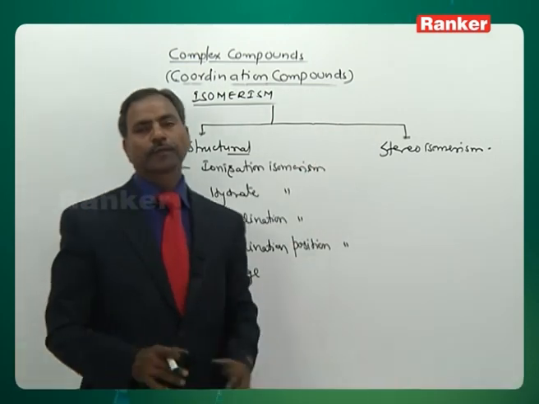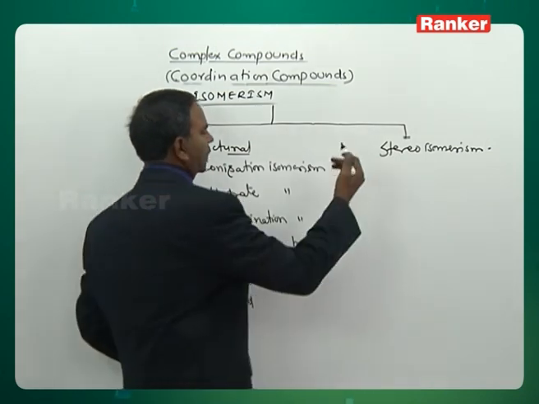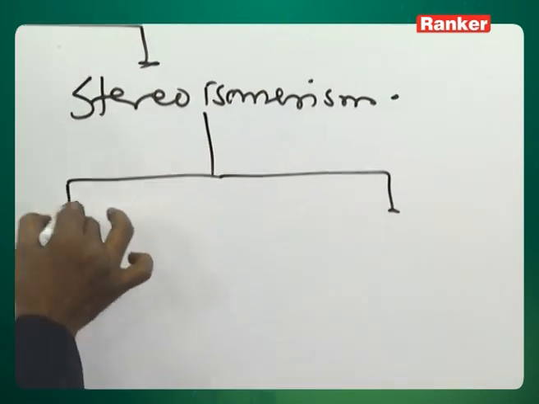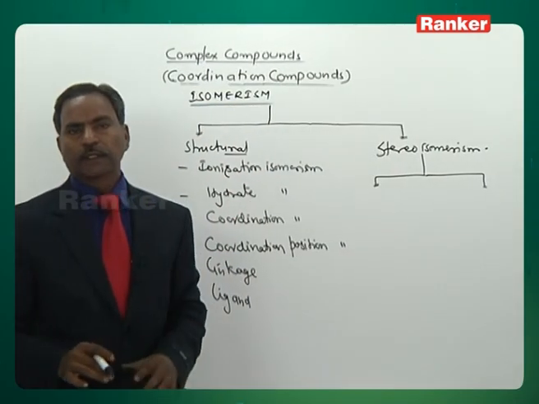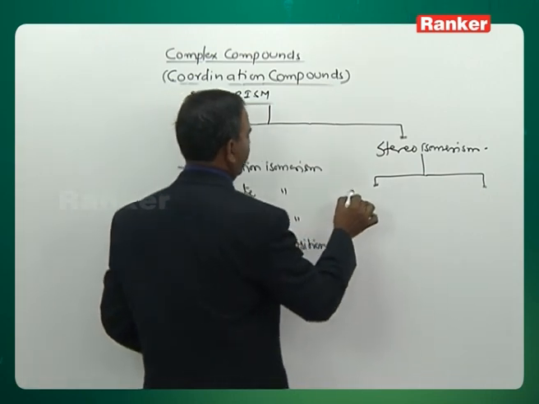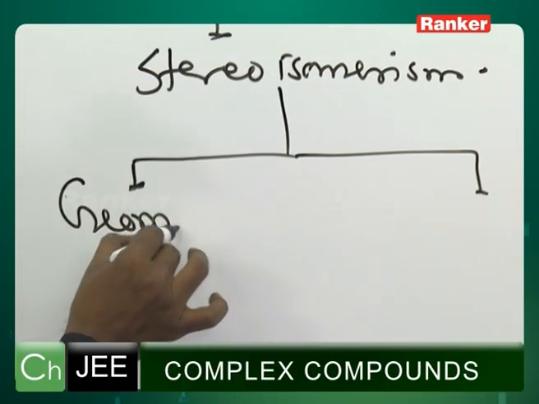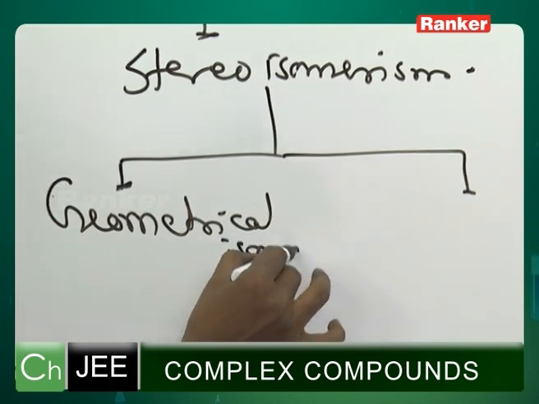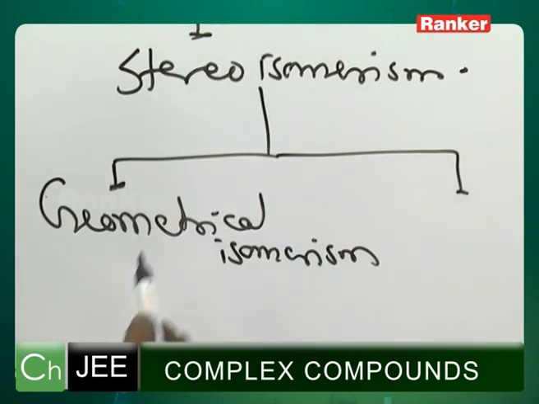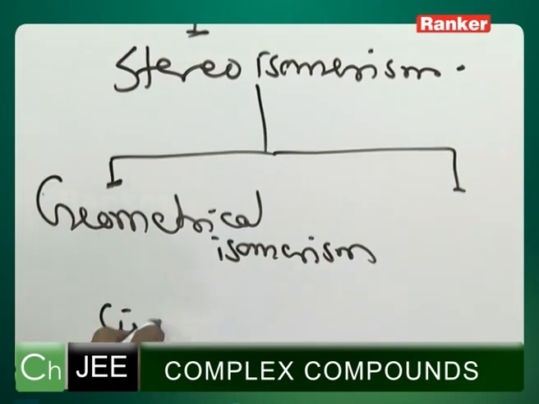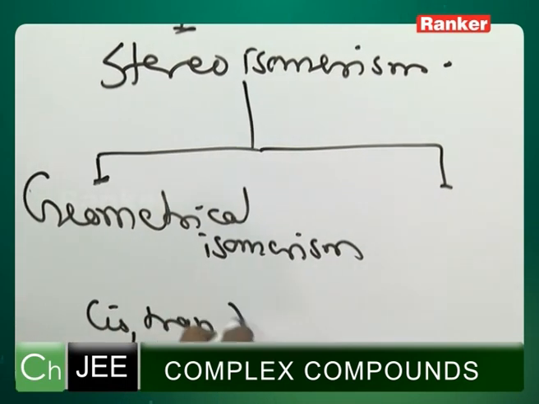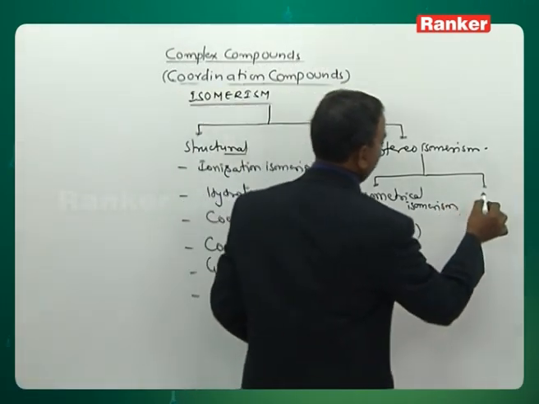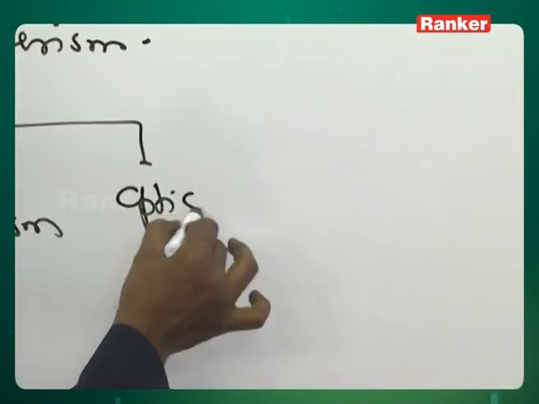Let us see now under stereoisomerism, what are the types? Under stereoisomerism, there are again two types. One is geometrical isomerism. This also generally we call cis-trans isomerism. Next one is optical isomerism.